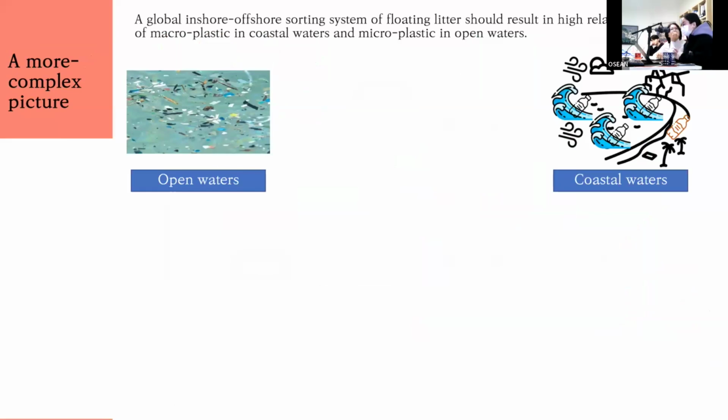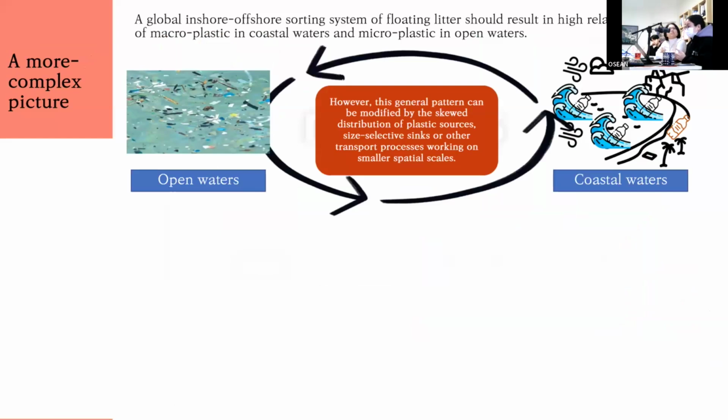Theoretically, a global inshore-offshore sorting system of floating litter should result in high relative proportions of macroplastic in coastal waters and microplastic in open waters. However, this general pattern can be modified by the skewed distribution of plastic sources, size-selective sinks, and other transport processes working on smaller spatial scales.